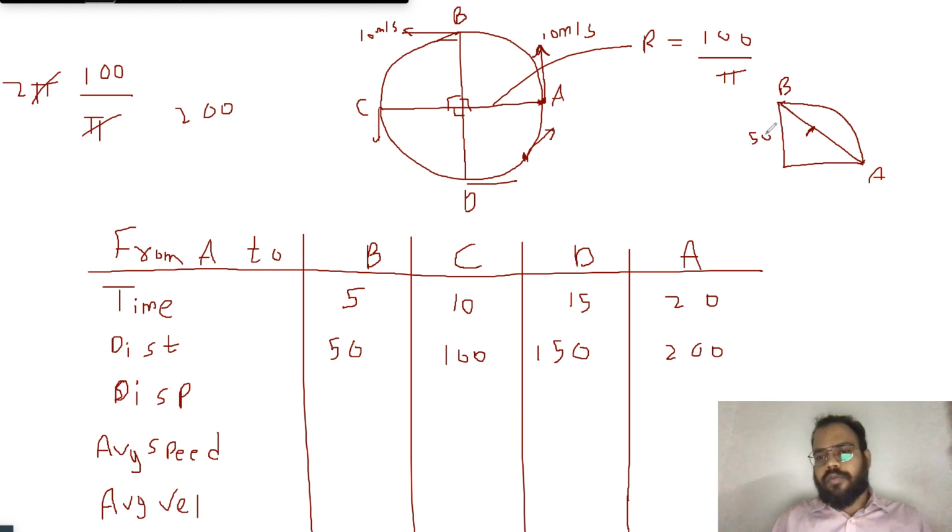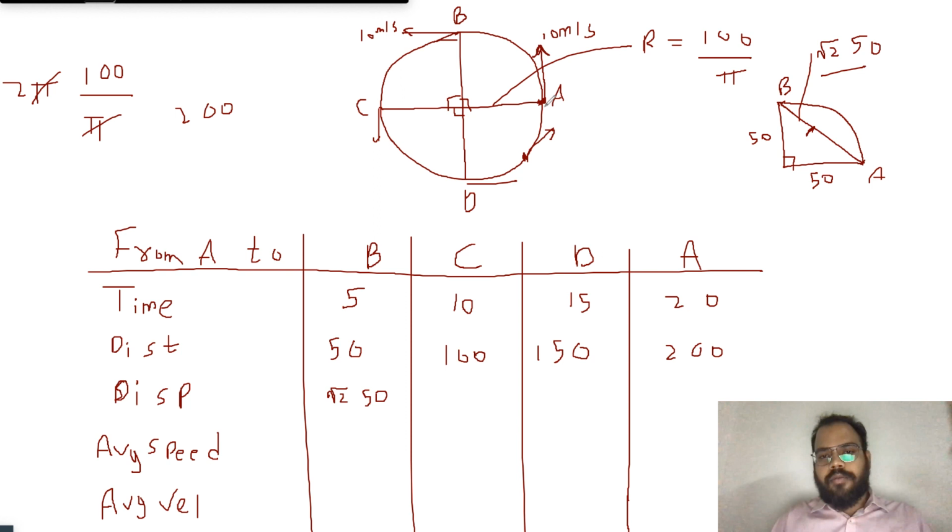I know radius is 50, so this will be 50 and this will be 50. This is a right angle triangle, so this will be the hypotenuse. The length of the hypotenuse will be root 2 into 50. Again I have used Pythagoras theorem: root of side 1 square plus side 2 square is equal to hypotenuse square. You can simplify and you will get the same answer. So my displacement from point A to point B is root 2 times 50.